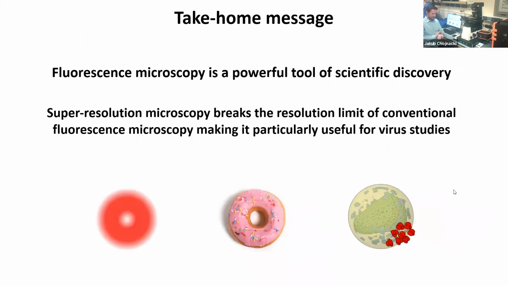So just to wrap up this theory, I hope I have been clear enough. The take-home message is that fluorescence microscopy is a powerful discovery tool in science. And the second thing that I want you to take away is that we now have techniques which break the resolution limit of standard fluorescence microscopy. The barrier has been broken, and now we can use fluorescence microscopy to study virus structures.